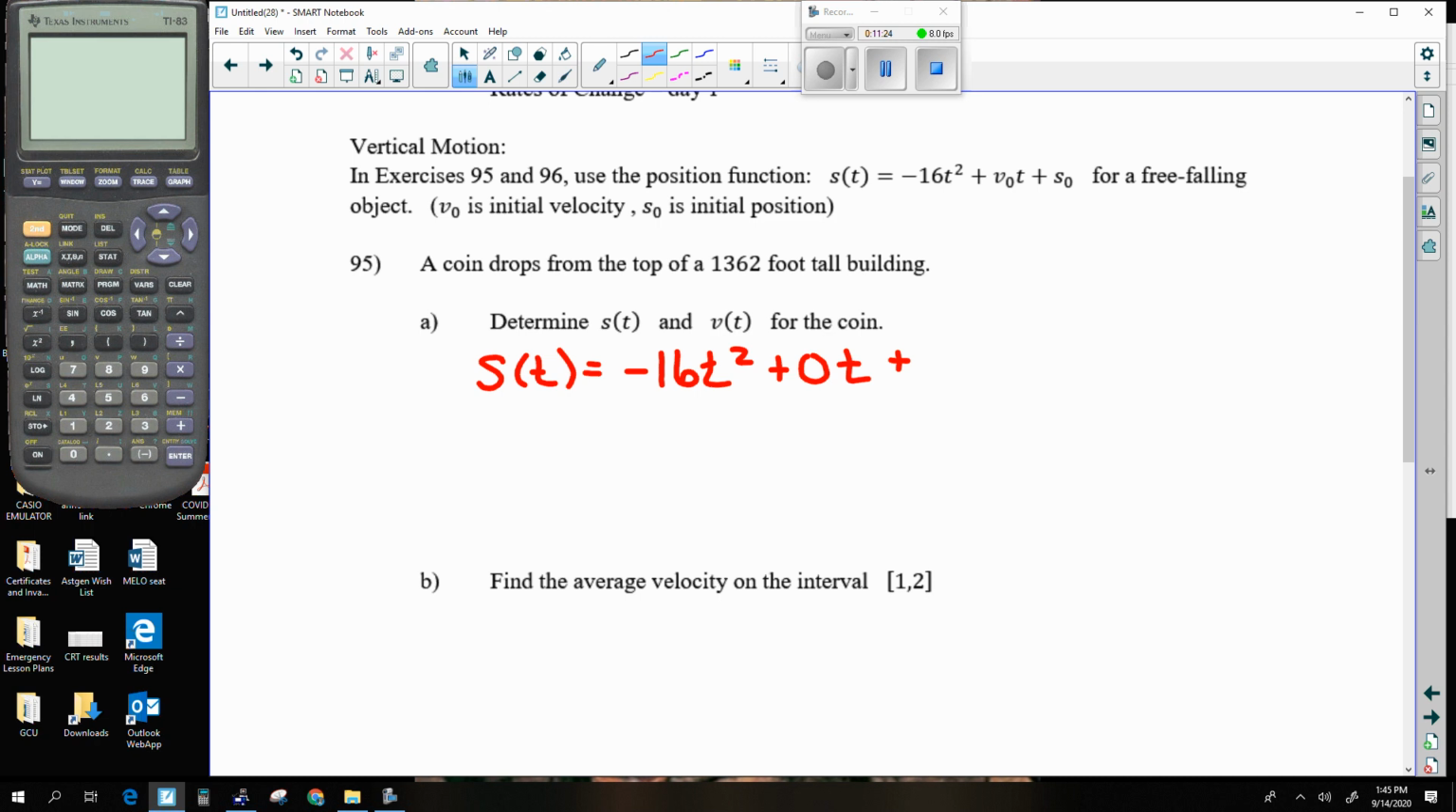However, the initial height is 1,362. So this is s of t equals negative 16t squared plus 1362. That's the formula for position. And then the velocity is the derivative of position, so this is negative 32t. That's going to be the velocity.